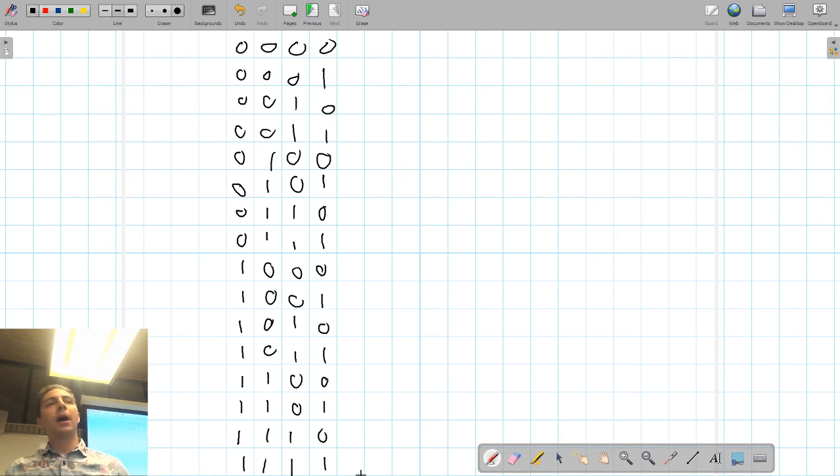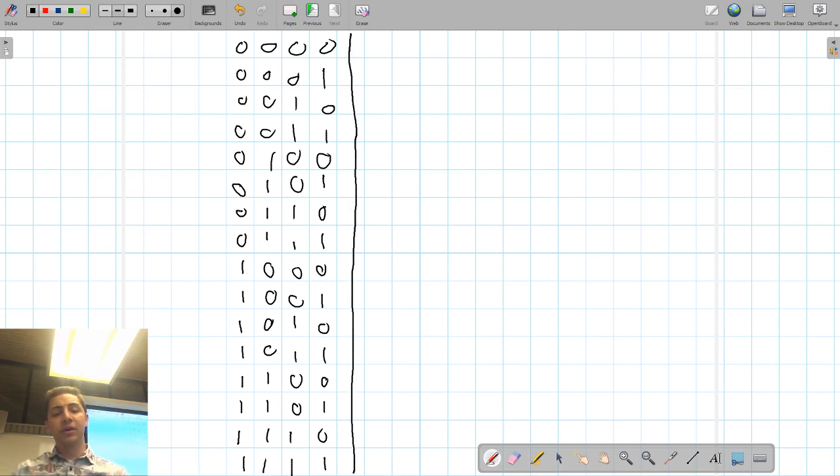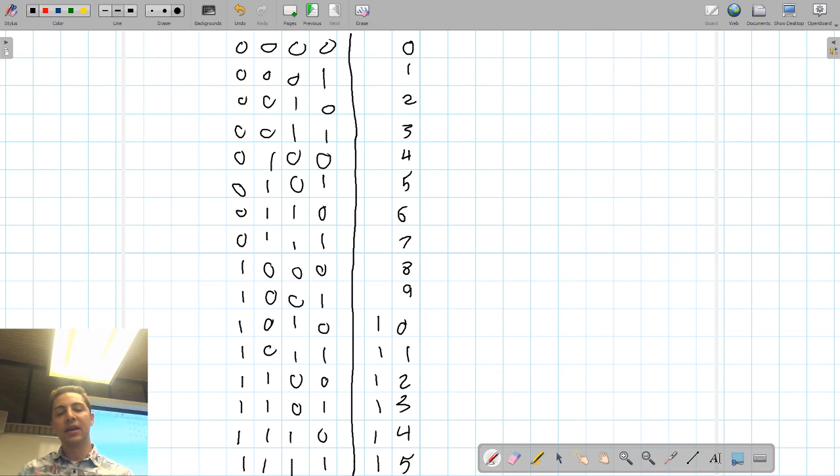Okay. Now, alone, this list of numbers doesn't do you any good. You need a translation key to decimal. And if you write it out like this, it's really simple to create the translation key because it's 0, 1, 2, 3, 4, 5, 6, 7, 8, 9, 10, 11, 12, 13, 14, and 15. Super awesome. Now that's only going to take you so far.